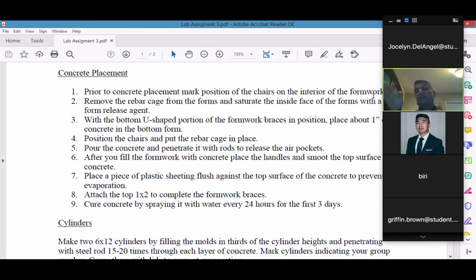And usually at both ends, maybe 6 inches from each side. And maybe one in the middle, it depends. But 2, 1 each side should be enough. All right.